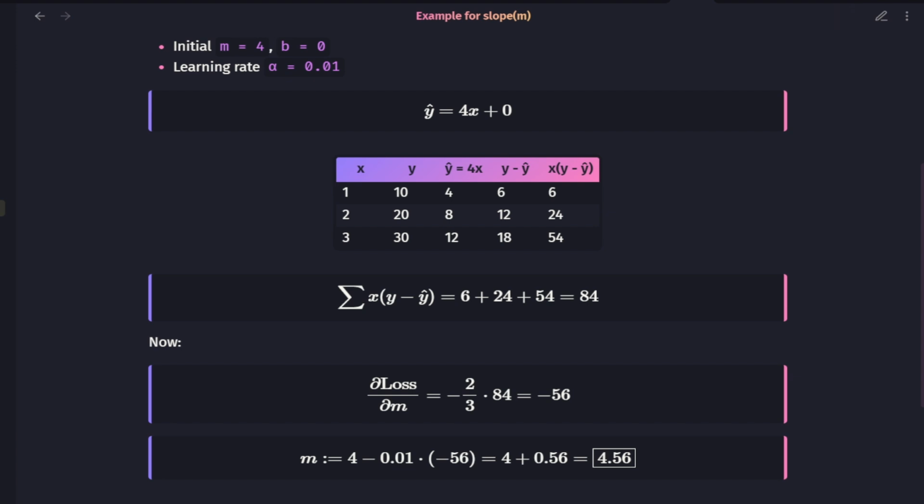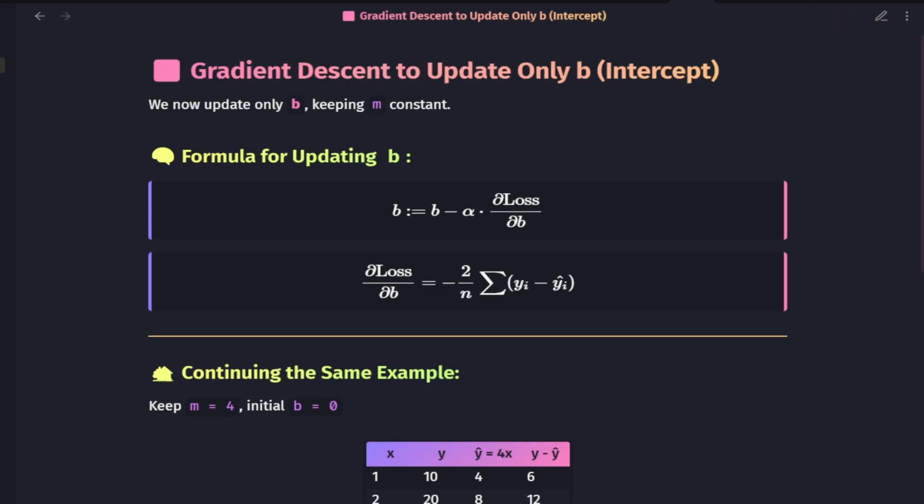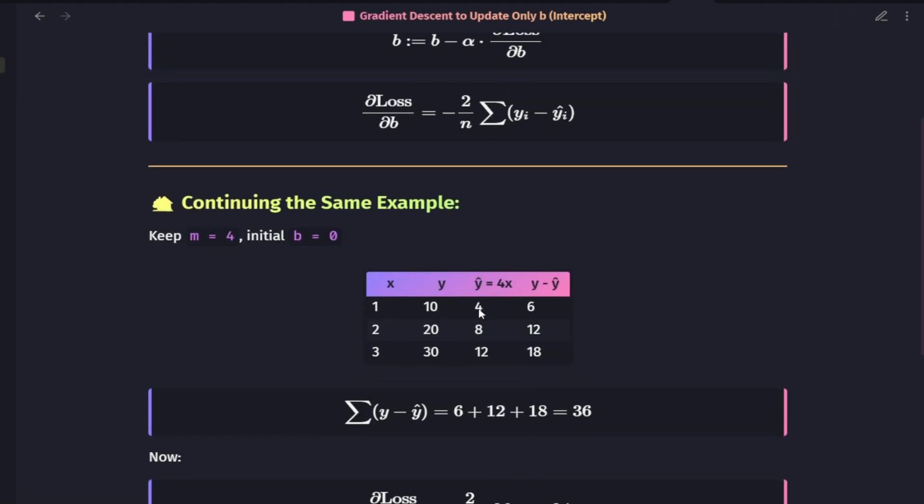Now that we have seen how gradient descent updates the slope m, let's look at what happens when we update only the intercept b, keeping m is equal to 4 fixed. We use the formula b is equal to b minus alpha del loss by del b. To calculate del loss by del b, we use this formula. This tells us how much the error changes with respect to b. Let's apply this to an example. We are using the same house price data.